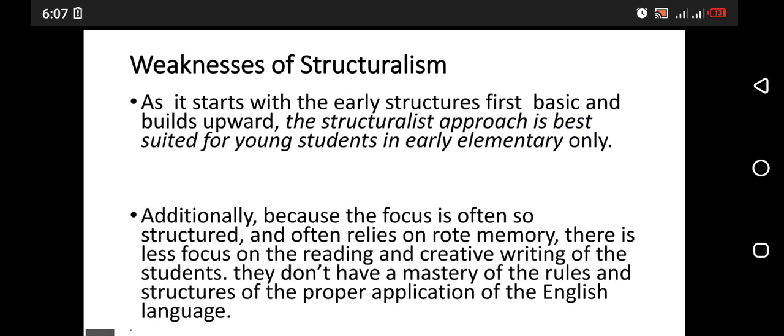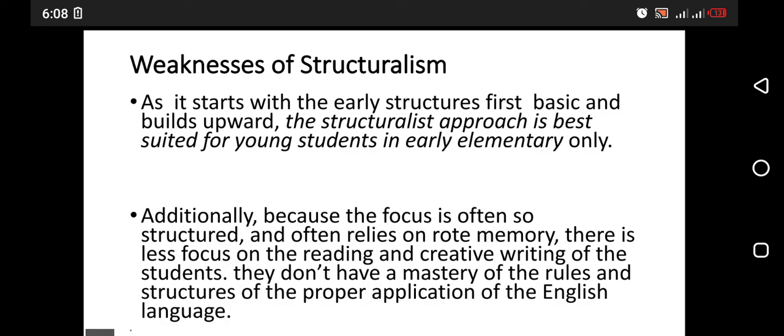Weaknesses of structuralism. First of all, this method is more for students who are at the very beginning stage, because it starts with very basic vocabulary items, like we say water or hen, such kind of words are used first, and then gradually it moves towards comparatively complex vocabulary as well. So there is very little complexity in this method, and that's why it's suitable for lower classes, meaning primary or below, and not suitable for the secondary or higher secondary level.